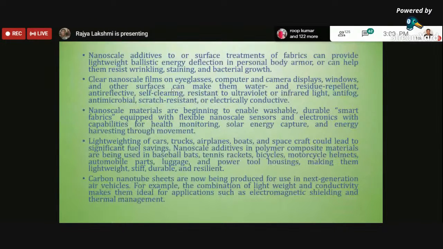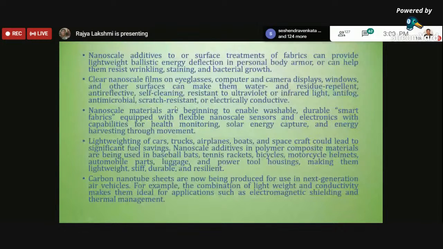The same technology, the same structure, people have adopted for fabricating different self-cleaning devices, especially window panels, computer screens, eyeglasses, sunglasses, whatever you have taken. The same structure people are adopting. It is called repellent structure or repellent property, which will be self-cleaning. Automatically, the surface will be cleaned by itself.